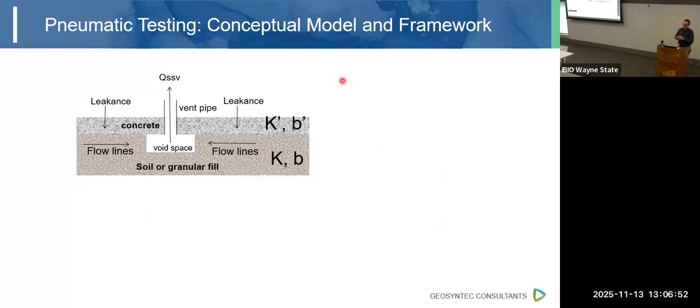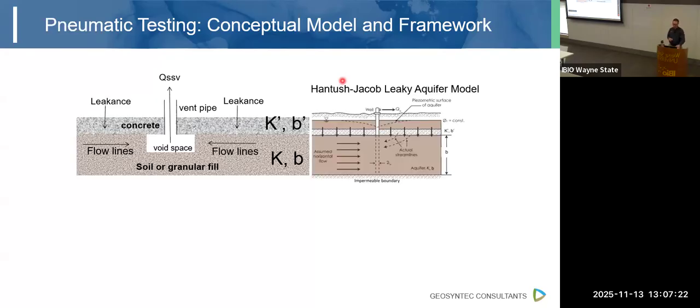The other thing we can do is pneumatic testing. So we're pulling the soil gas out. We have this concrete slab. We have native soil or granular fill underneath it. We have soil gas that's being drawn into that suction point through that soil. We have air that's leaking across that floor slab through cracks, utility penetrations, what have you. And it turns out this looks a lot like if you have an aquifer with a leaky aquitard on top of it.